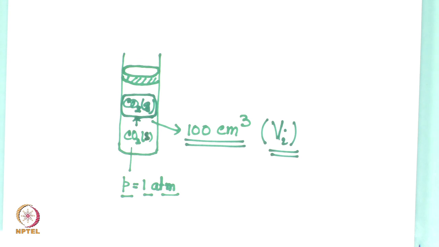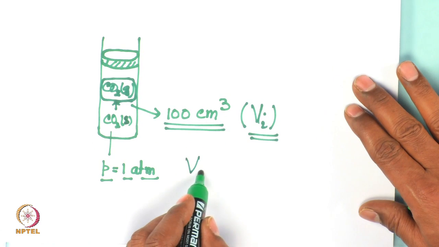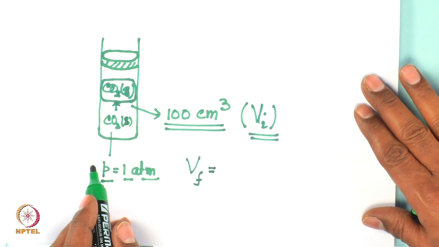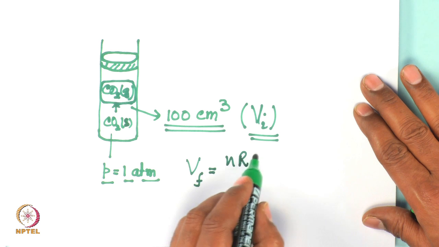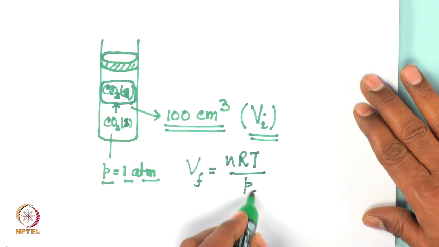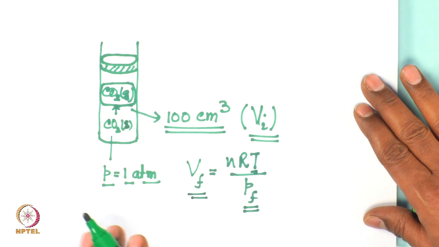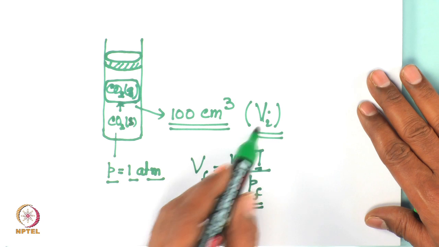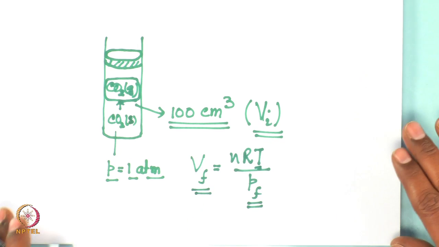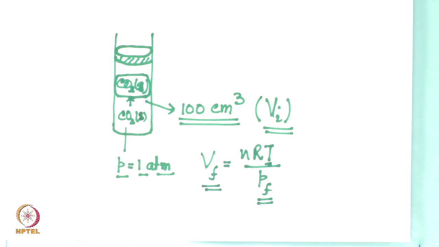Now, it is allowed to evaporate at 20 degrees centigrade. So, that means what will be the Vf? Again we will use ideality, I will use this nRT over Pf. The pressure is given 1 atmosphere, temperature is given 20 degrees Celsius, and therefore, I can easily calculate V final volume. So, once I have initial volume, once I have final volume, calculation is very, very easy. Let us look at the slide.